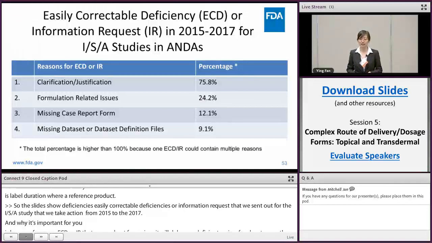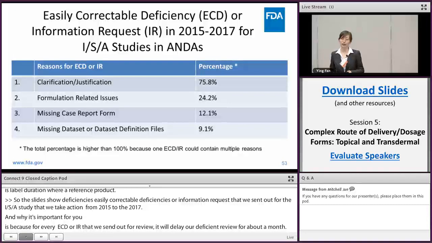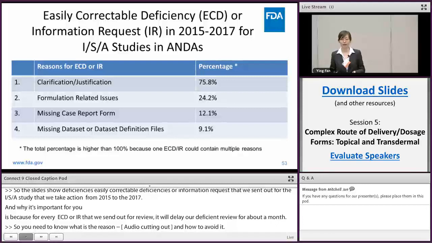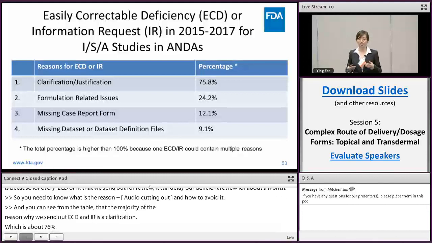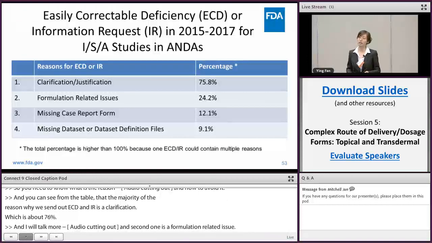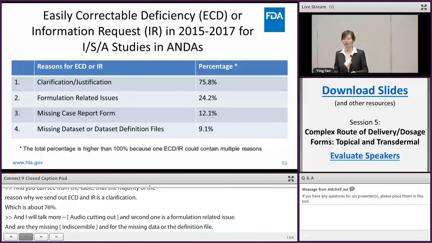You can see from the table that the majority of the reason that we send out ECDs and IRs is clarification and justification, which is about 76%. I will talk about more details later in my slides. The second is formulation-related issues. The third is missing case report forms. And the fourth is missing data sets or data definition files. The total percentage is a little higher than 100% because one ECD or IR could contain multiple reasons.